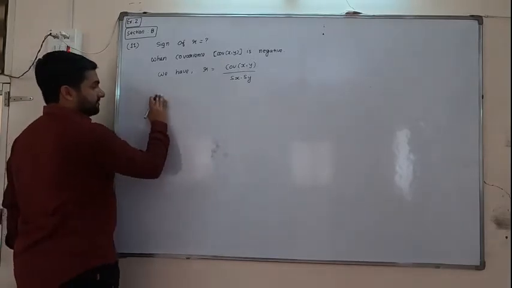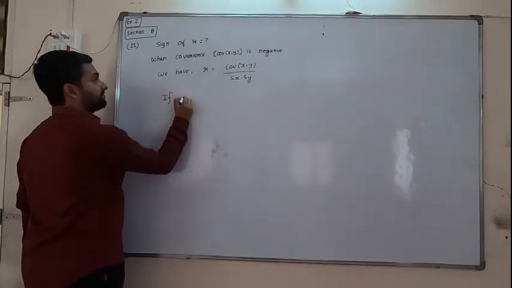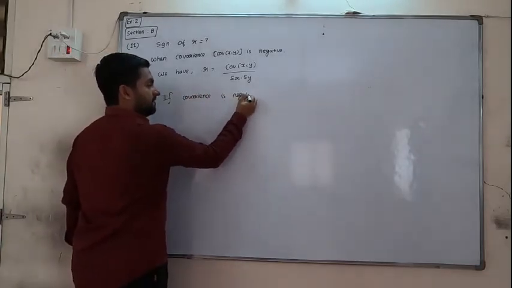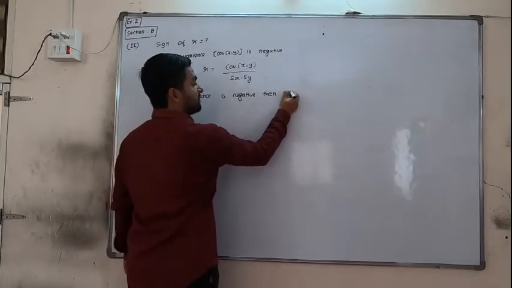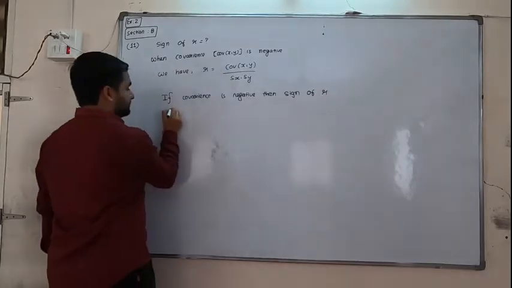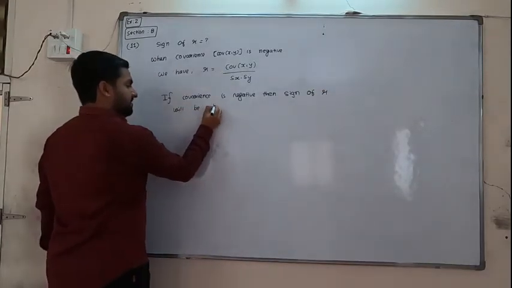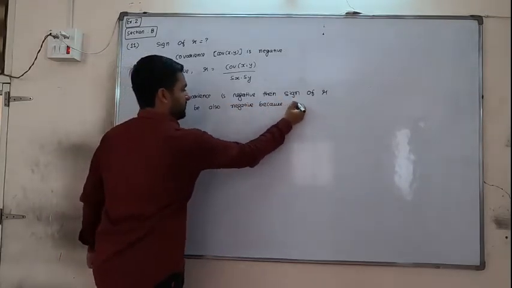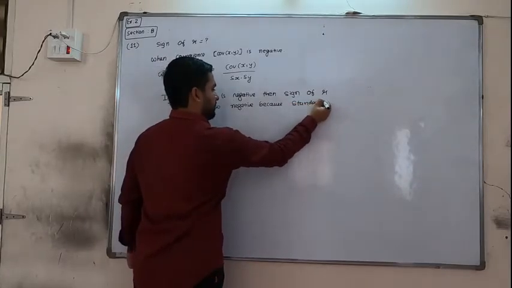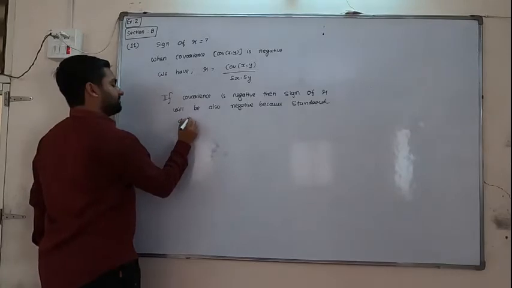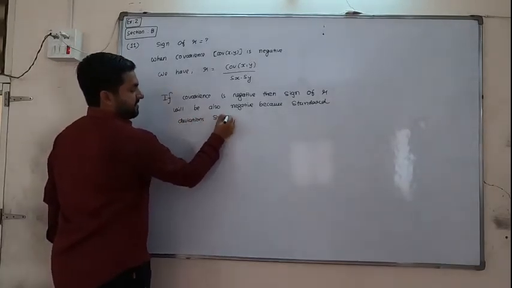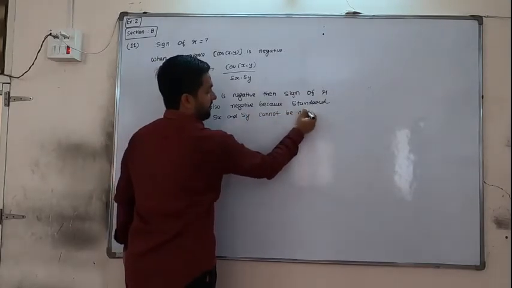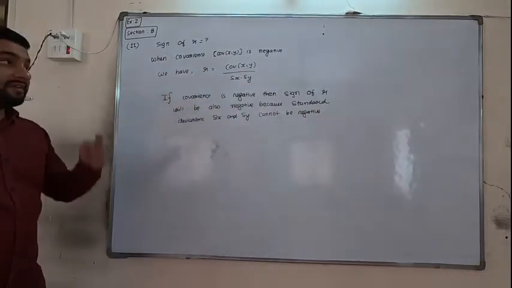So we will write, if covariance is negative, then sign of R will also be negative because standard deviations Sx and Sy cannot be negative.